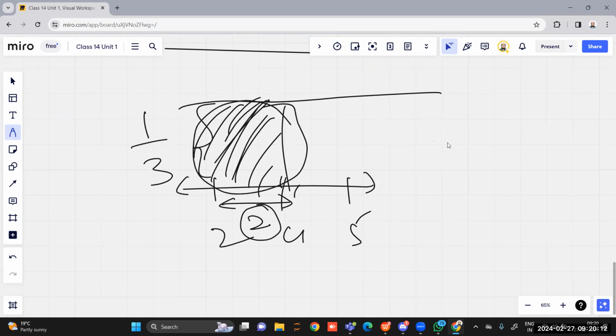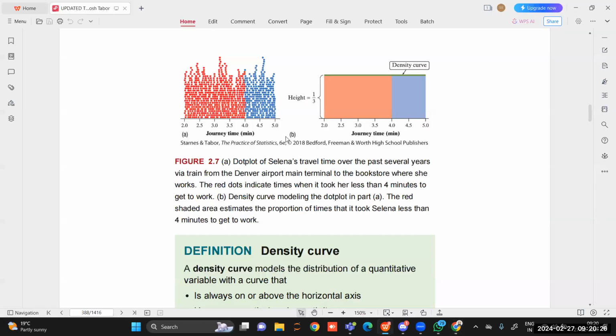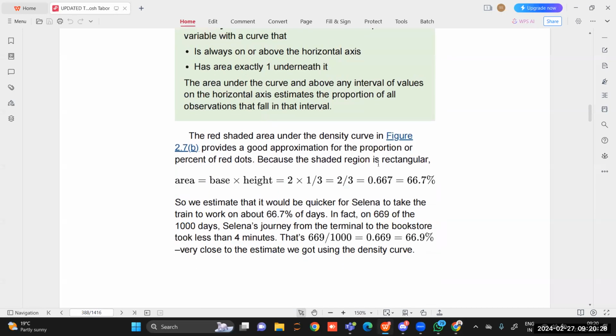Okay, so what I'll do: area equals base into height. The base is 2 and the height is 1 by 3. So it will be 2 by 3, which is 0.666. So it means 66% of the data lies between 2 to 4. 66% of the data lies between 2 to 4. See, he has approximated it.